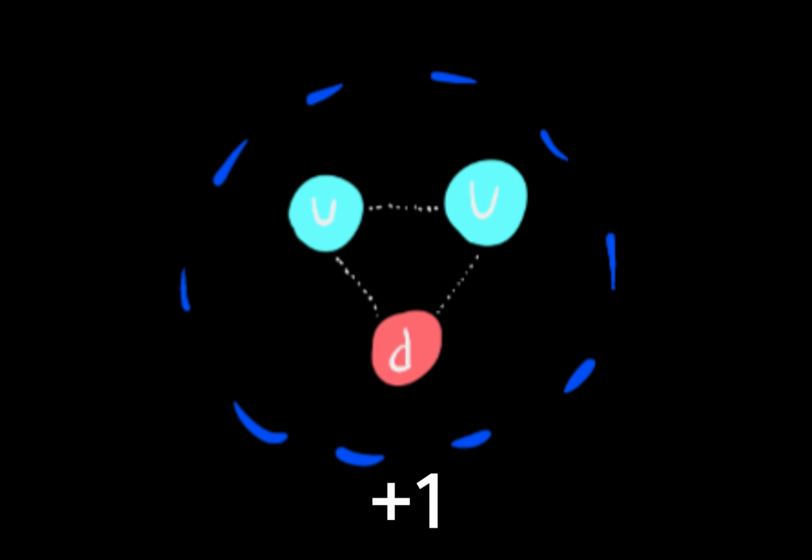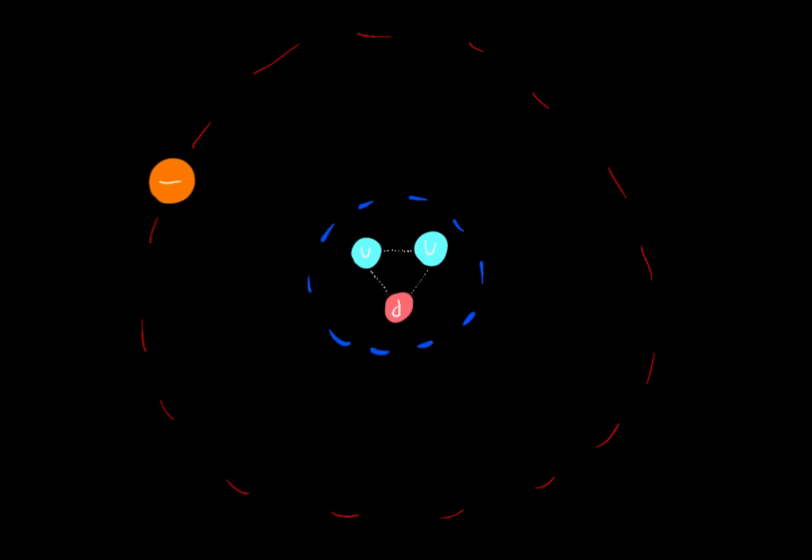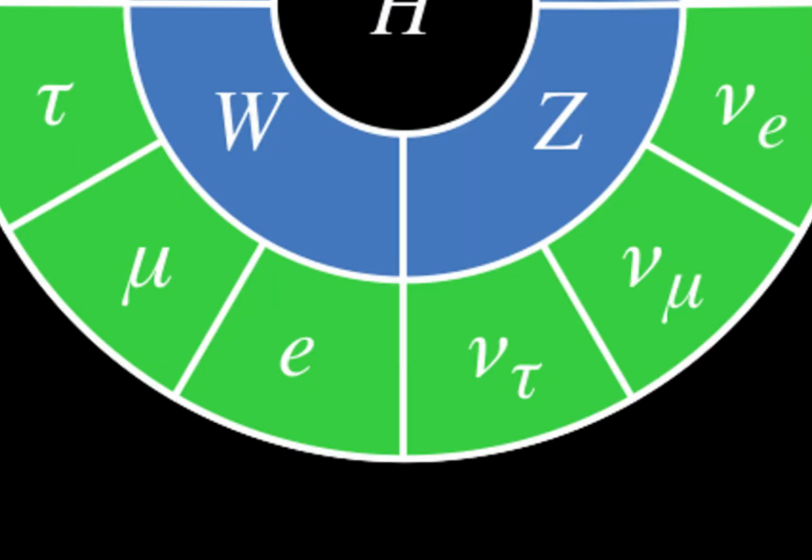Orbiting around the nucleus is the electron. It has a negative charge, and it itself is a subatomic particle. It belongs to a group of subatomic particles called leptons. Electrons, muons, and tauons, each with a corresponding neutrino.